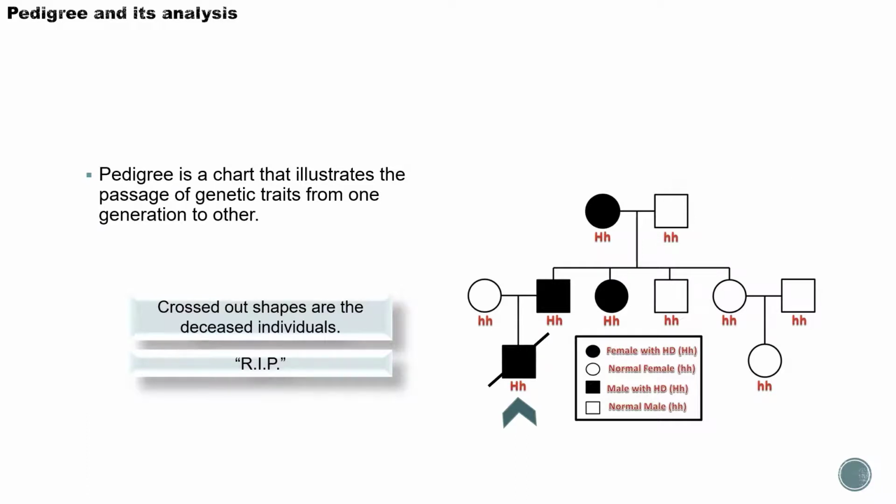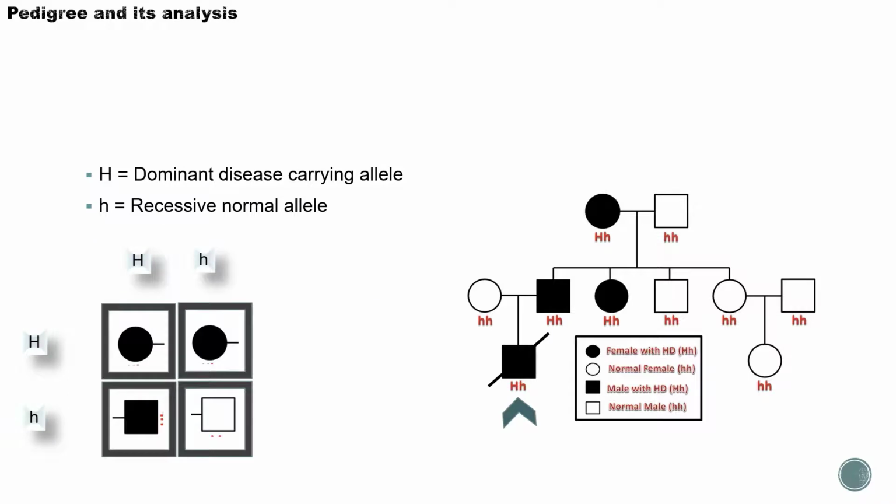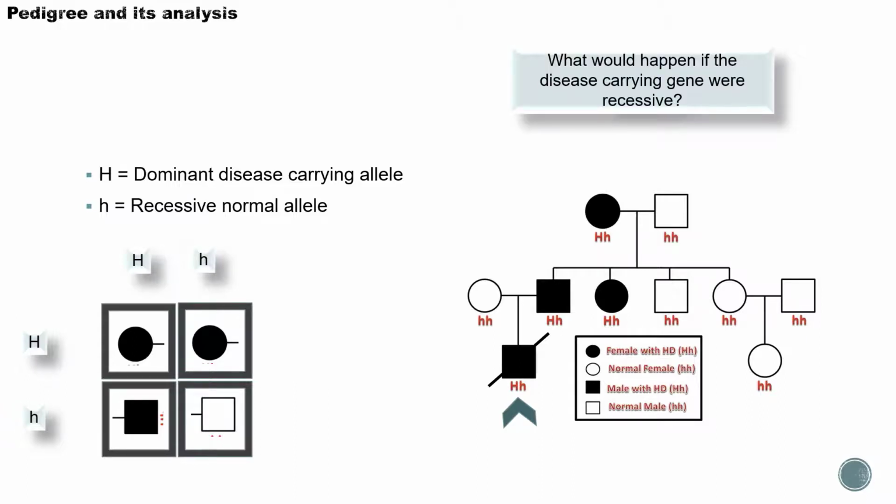So in this case, the dominant allele is propagated from one generation to the other, just because the onset of the disease is late. A familiar Punnett square determines how the gametes are transmitted from parents to the offspring. But this was for a dominant gene. What happens if the disease-carrying gene is recessive in nature? Comment the answer down below because we already know the answer from one of the previous parts of this video.